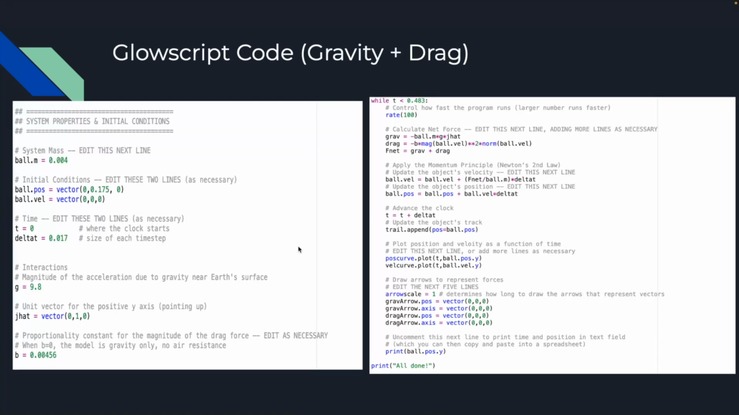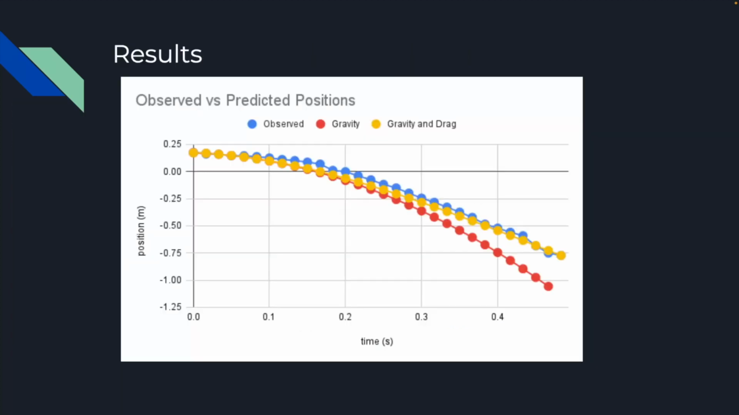The code for gravity and drag is almost the same, except I changed the B constant to be 0.00456. This value was found by trial and error until I got a final position that was about the same as the observed position at t equals 0.483 seconds. To calculate net force, I used the drag force formula shown in the fundamental principle slides, added it to the force of gravity to get F net, and then used the velocity update and position update formulas again.